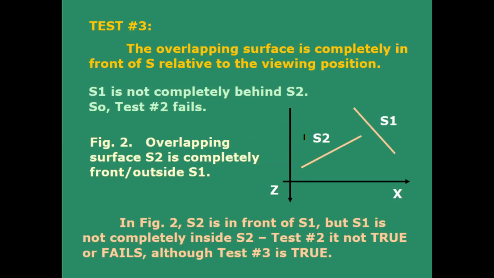Here we can see that S1 is behind the surface S2, but it is not completely behind the surface S2. Some portion of S1 is still visible to the viewer. If this kind of condition is there, then test 2 fails. Why? Test 3 passes over here. Now, how can we check this condition?